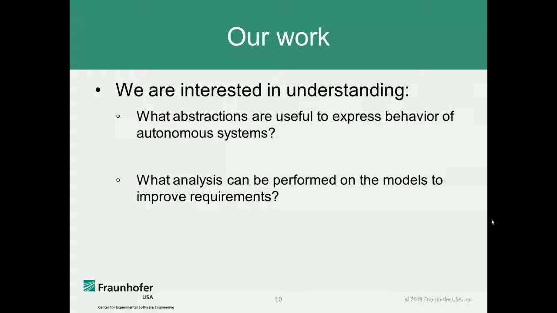So the focus of this work has really been to understand what are the useful abstractions that we can apply to autonomous functionality, so if there's different from regular requirements, let's say. And if you go through the motions of modeling this behavior, what type of indicators can you look for? What type of lessons can you learn from these models? So let's go to the next slide.